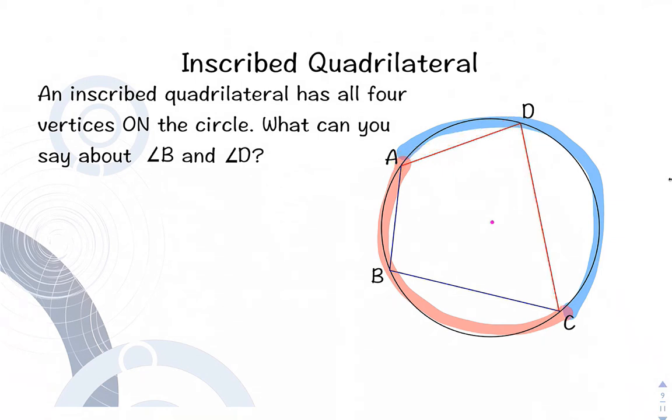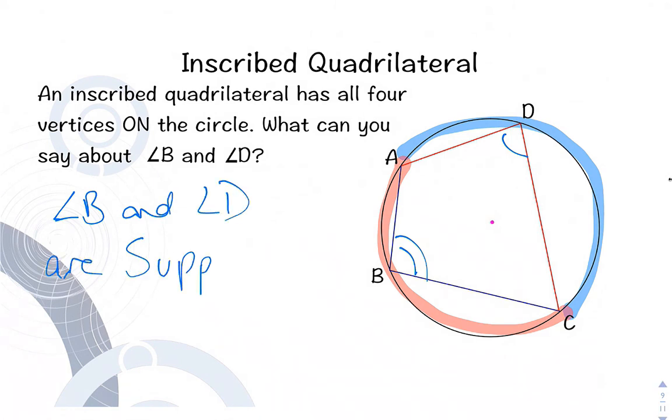Well, if you look at the red and the blue now, it's a complete circle. The measure of a complete circle is 360 degrees. So if I know that angle there and that angle there are half of those arcs, and the arcs add up to 360, what is half of 360? We know that would be 180. So what does that allow us to say? It says angle B and angle D are, what's our vocab word? Are supplementary.